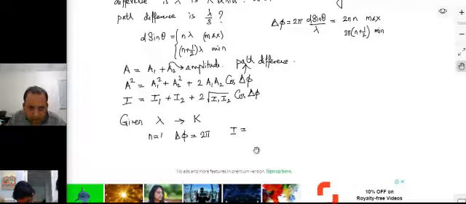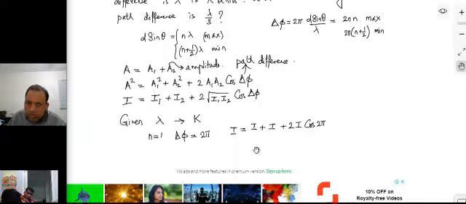So this is I plus 2 times I times cosine of 2 pi. Cosine of 2 pi, cosine of 0 is 1. So that's equal to 4 times I. Let's call it I naught. So 4 times I naught. And that's given to be K.